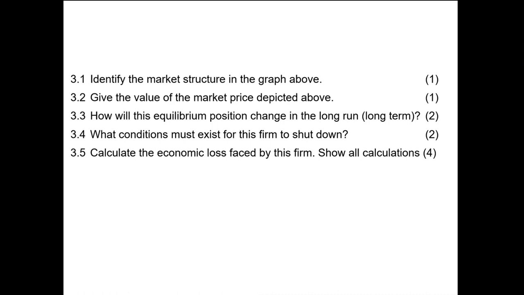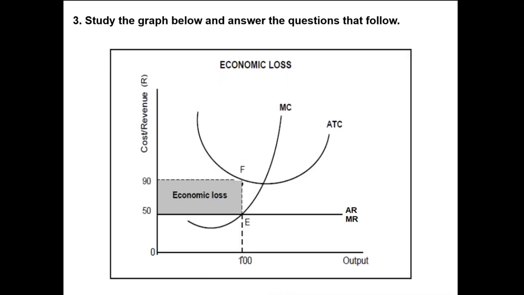We have a response over here from Manzumtombo. Hi, they say that question 3.1, identify the market structure in the graph above. They've identified the market structure as the perfect market. That's correct, yes. So what tells us that this is a perfect market? Just the shape of the demand curve. Remember that this flat horizontal line, it's labeled as AR, MR, but it's also the demand curve, okay?